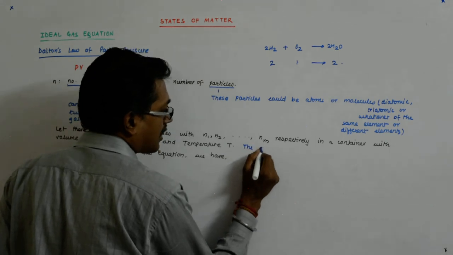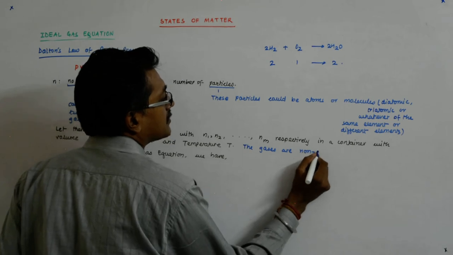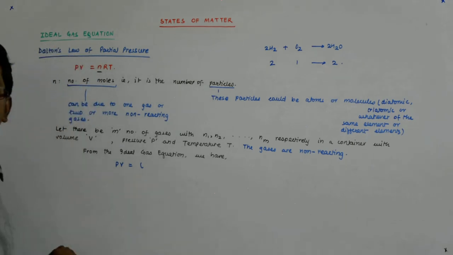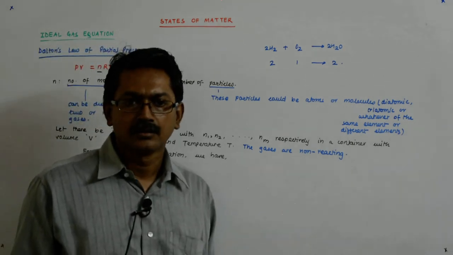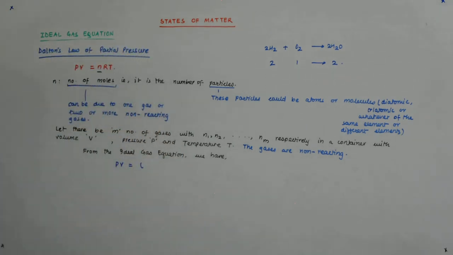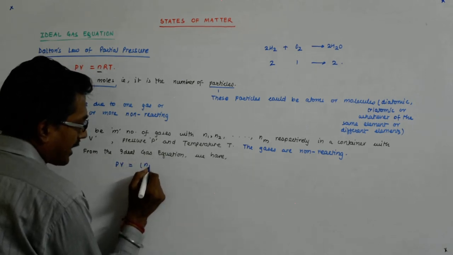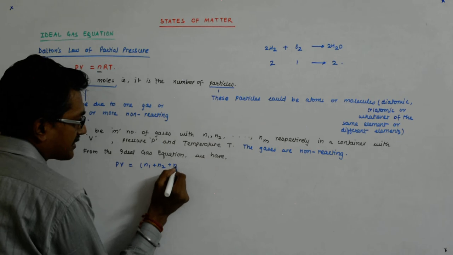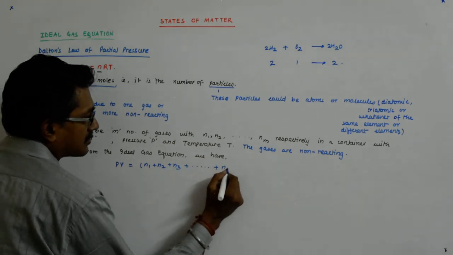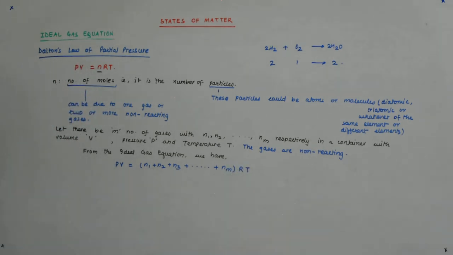I'll add, the gases are non-reacting. So their individual entity is intact. It is intact. So the number of moles remains the same. Fine, they have not reacted. So PV is equal to N1 plus N2 plus N3 plus dot dot dot NM, times RT. Is it not?